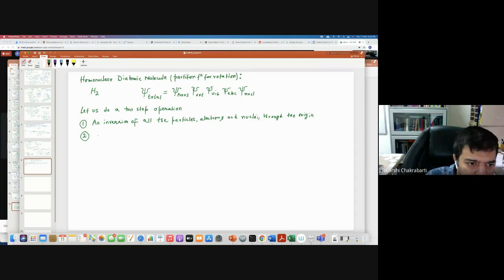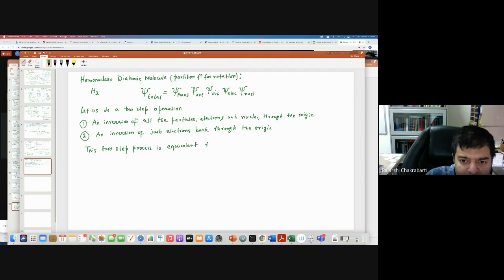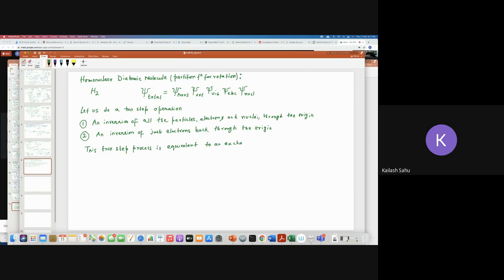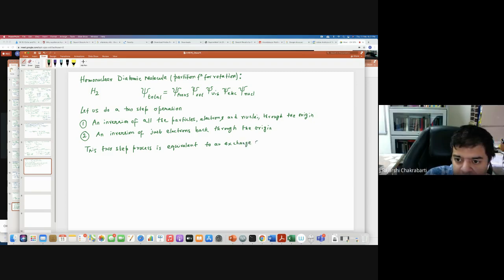Then you do an inversion of just the electrons back through the origin. Sorry for this handwriting because I have a problem writing here. This two-step process is equivalent to an exchange of nuclei. Inversion means inversion of coordinates, positions. Yes, coordinates.